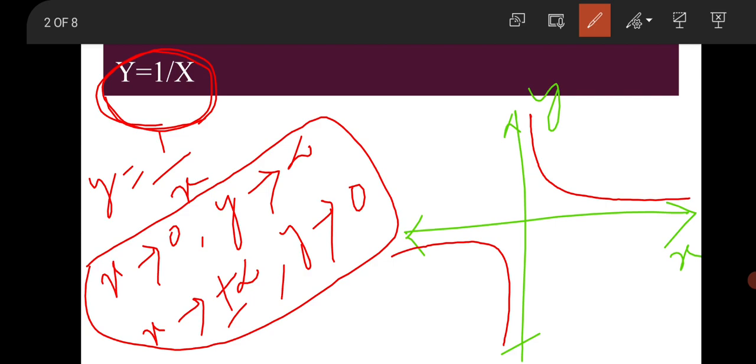So this is the graph for the function y equal to 1 by x. For x tends to 0, y tends to infinity, and for x tends to plus or minus infinity, y tends to 0. This is the corresponding graph to the function y equal to 1 by x. I hope you understand the first question. Let's move to the next question.